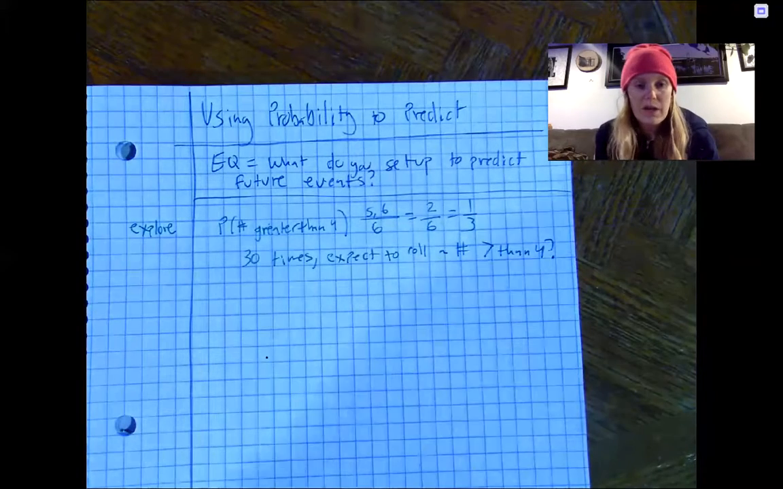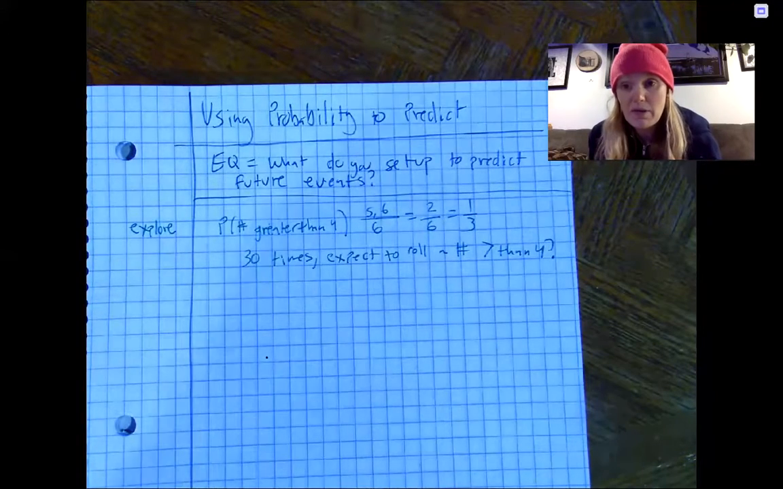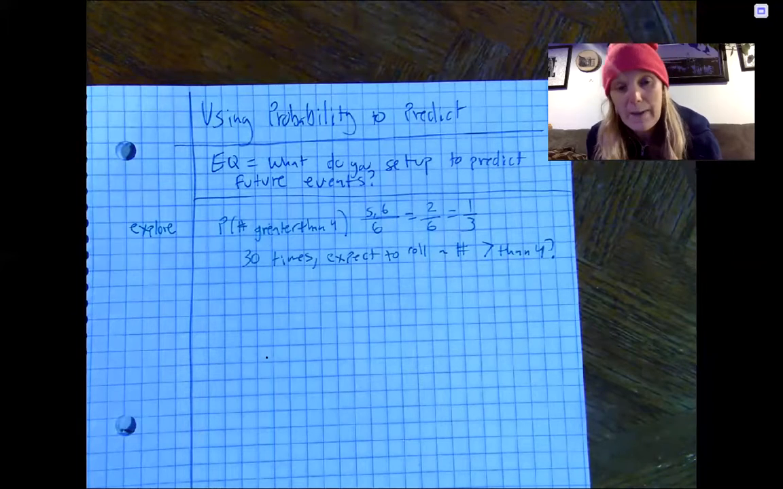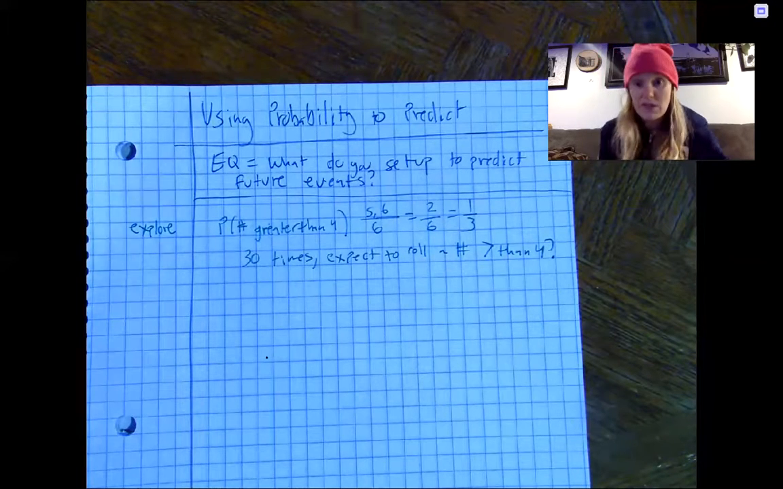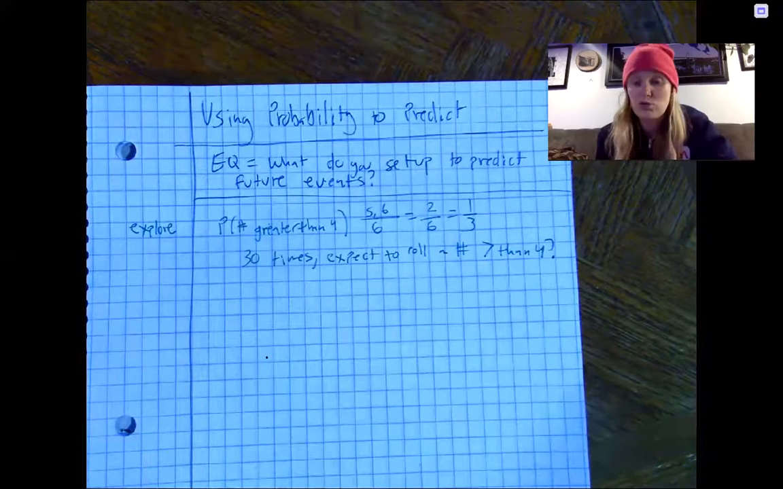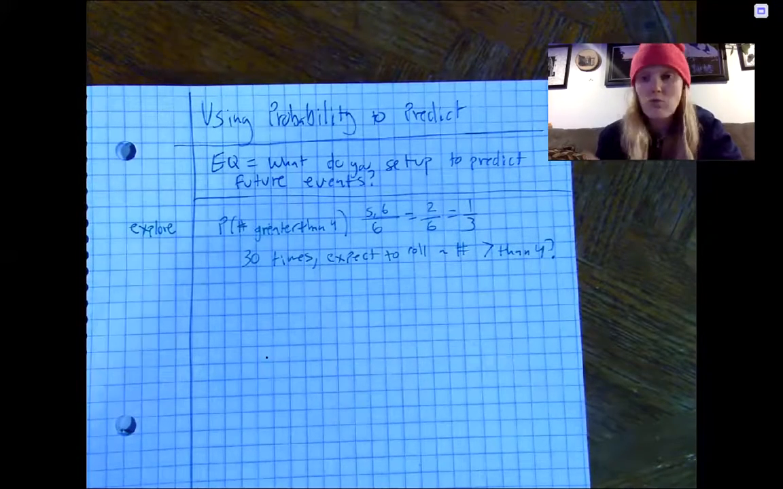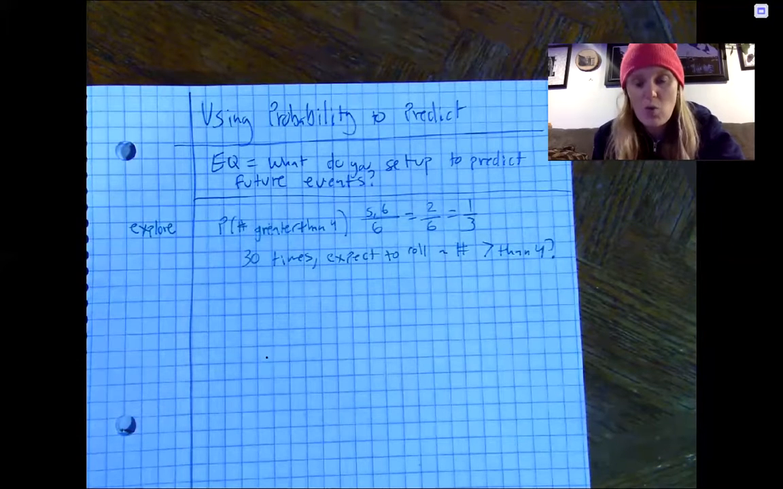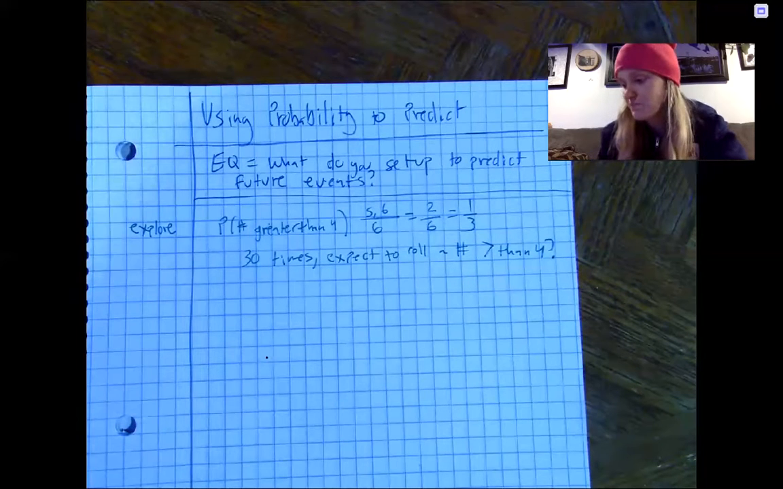So let me read that. If we know that the probability of rolling a number greater than 4 happens 2 times out of 6, a 5 and a 6, which reduces to 1/3, and I roll a dice 30 times, how many times can you expect that I roll a number greater than 4? Think about it. If you want to pause and guess on your own, you could go ahead and do that, okay?